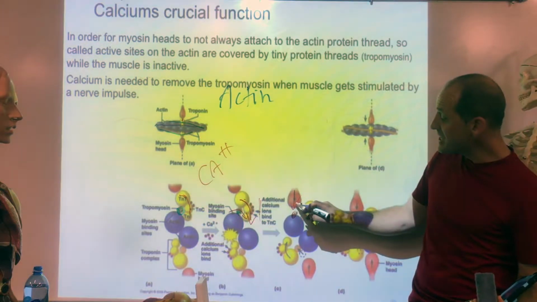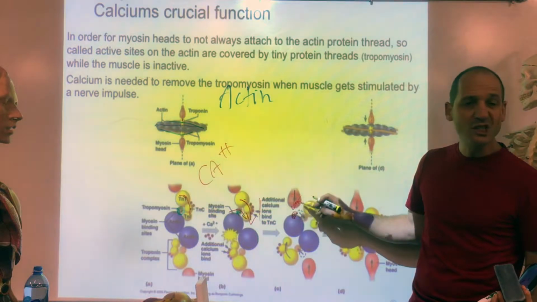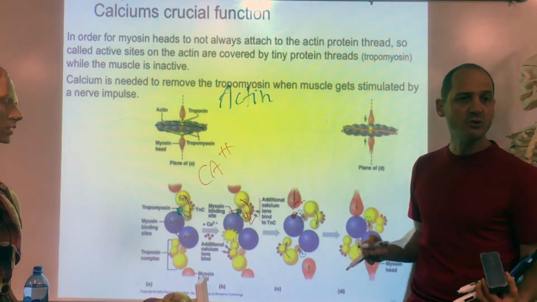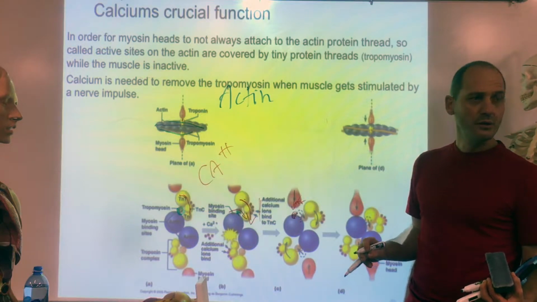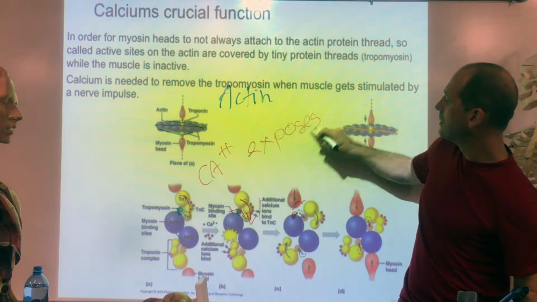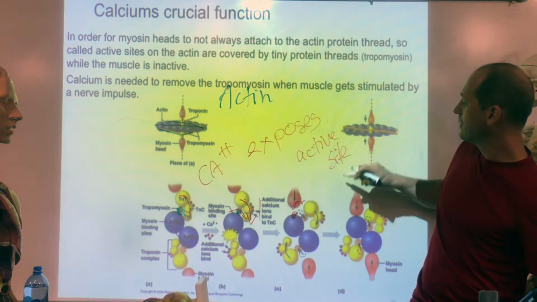That's why this attachment is like magnetism. It doesn't take any energy or anything. If it's exposed, it attaches. If it's not exposed, it doesn't attach. The calcium exposes the active site on the actin.